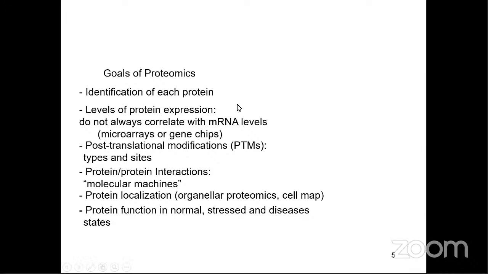We want to study a lot of post-translational modifications. So that gives you an idea about the types of protein and sites of modification. We want to understand protein-protein interaction. That means how one protein interacts with another protein, leading to some diseases. Now, there is a lot of interest not only in inhibiting proteins, but also in inhibiting protein-protein interaction.